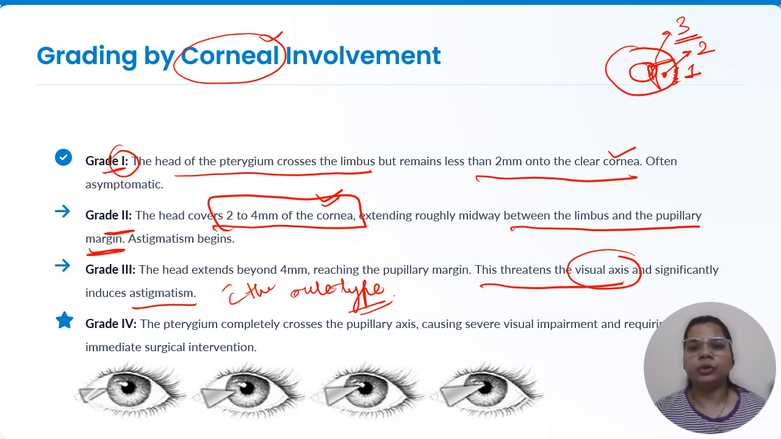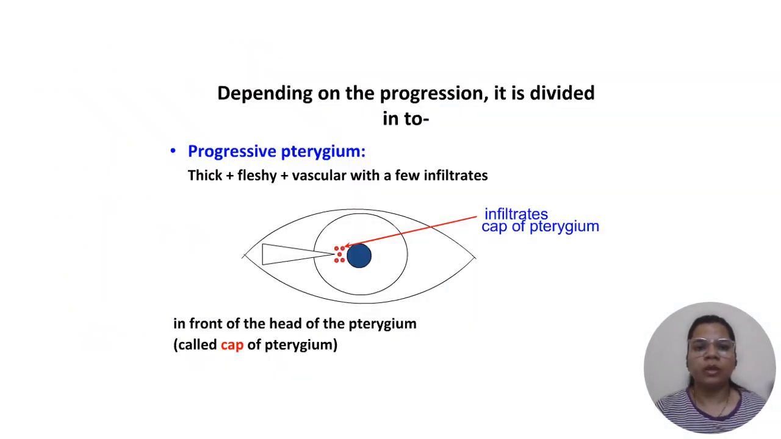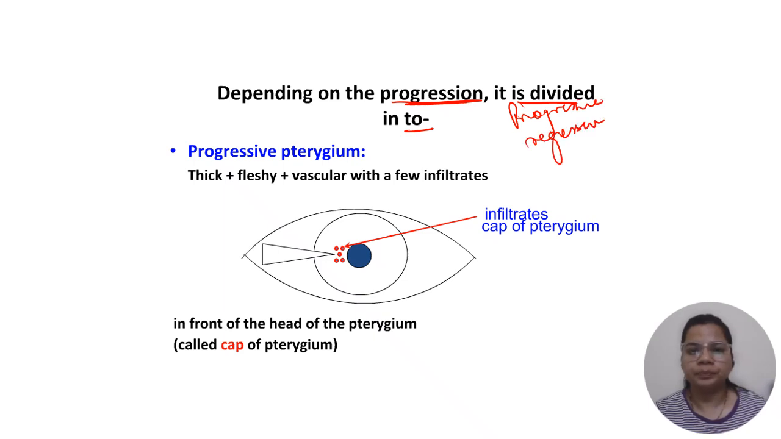And what is grade 4? When it completely crosses the pupillary margin, it causes severe visual impairment and requires surgical intervention. Also, on the basis of progression, it has been divided into a progressive type and a regressive type.